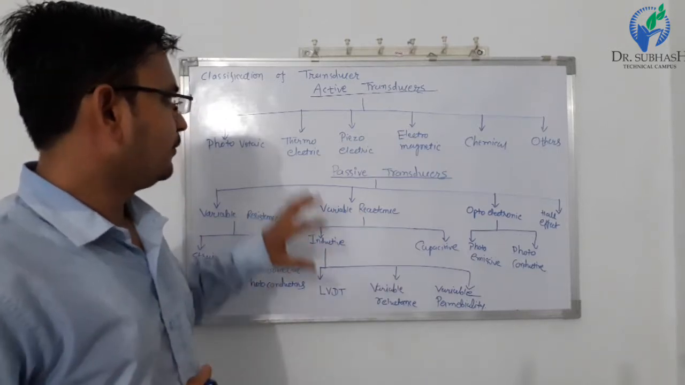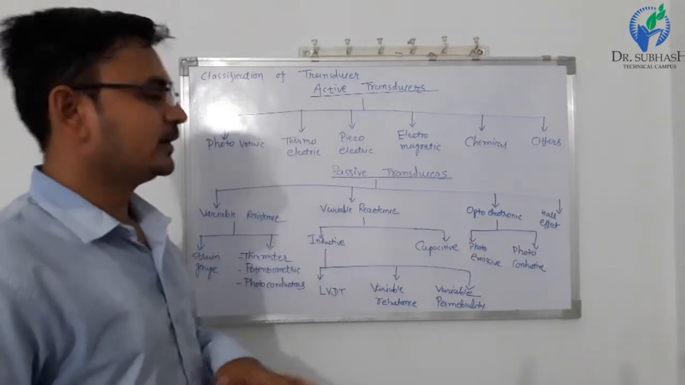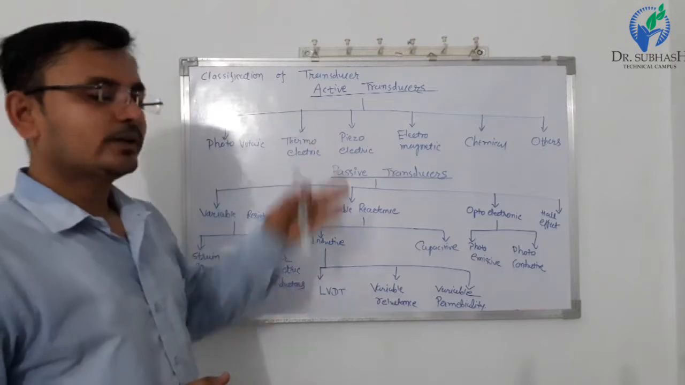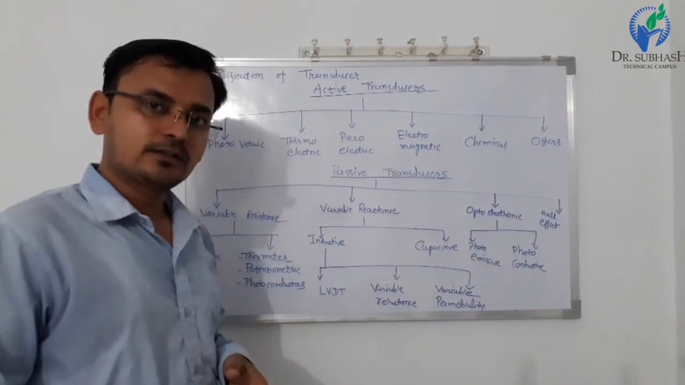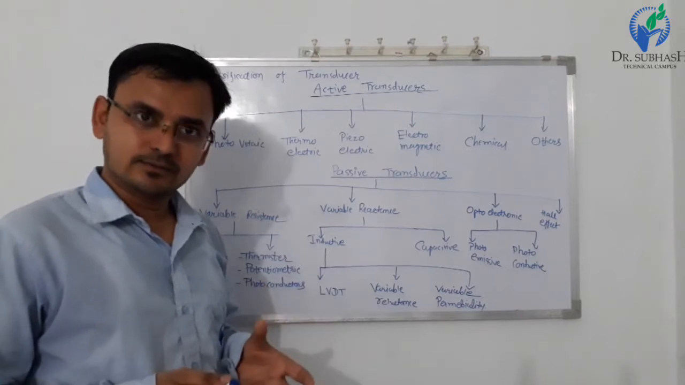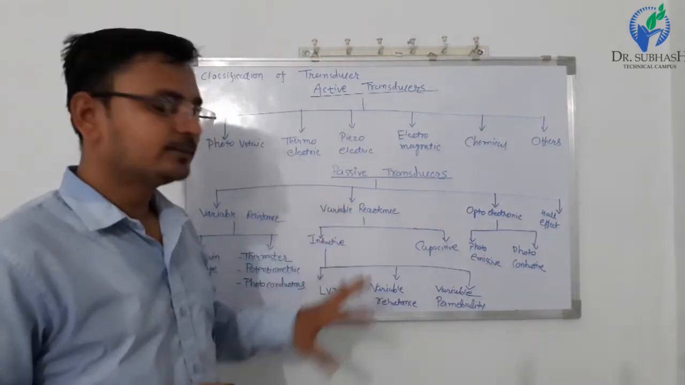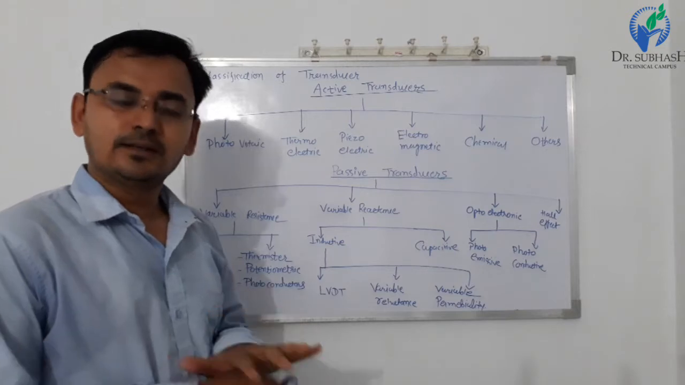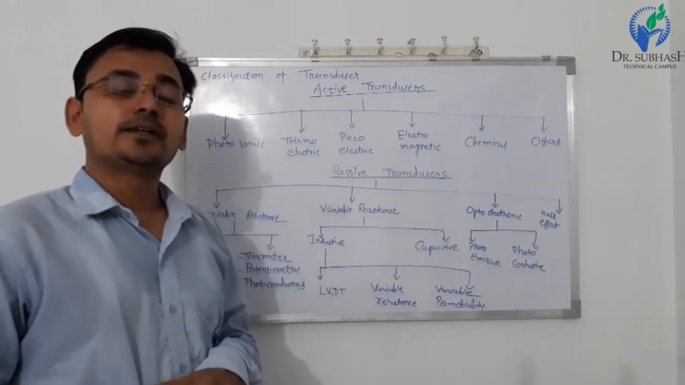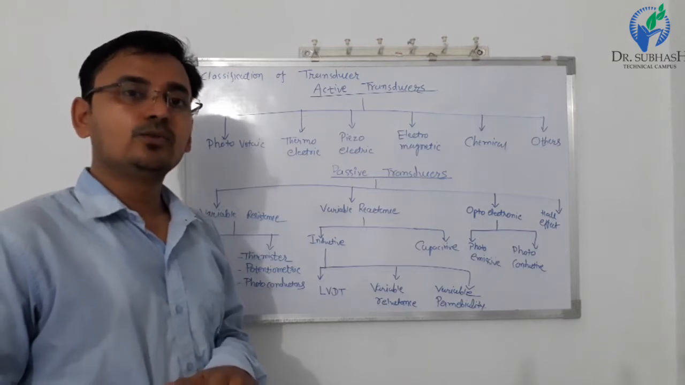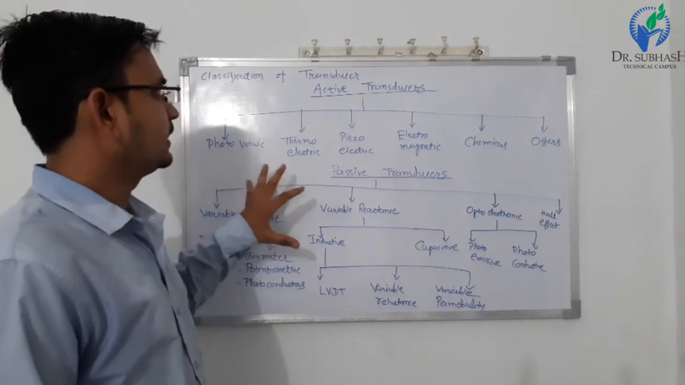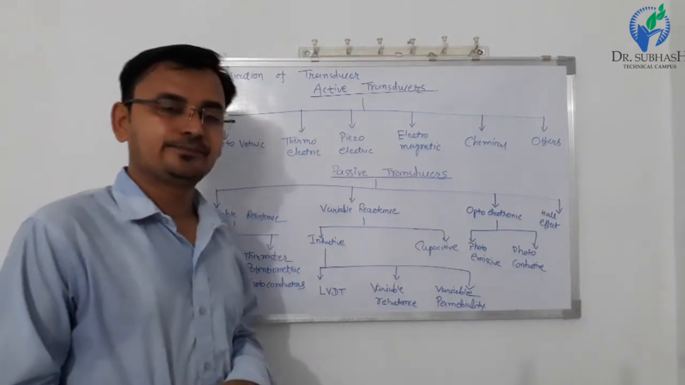So what is the difference between active and passive transducers? We have already seen that active transducers are self-generating type transducers and there is no requirement of any external power source. A passive transducer is not self-generating. It means an external power source is required to operate these transducers. So this is the classification of transducers.